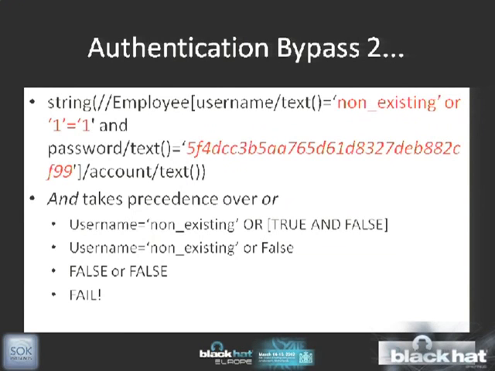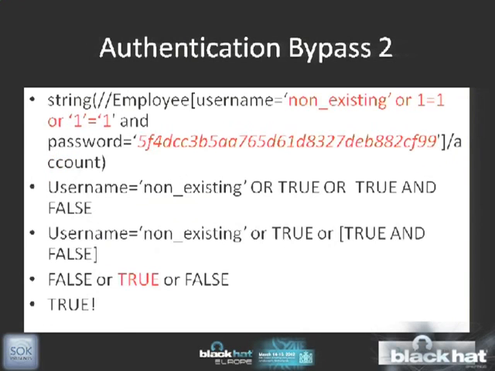Now, the way XPath expressions are evaluated, AND has precedence over OR. So the true and false criteria will be evaluated first. Because it's an AND and the right-hand side of the AND is false, this will evaluate to false. So this will leave us with a query, username is equal to non-existent or false, which is basically false or false, which will fail. So injecting OR 1=1 is not quite straightforward.